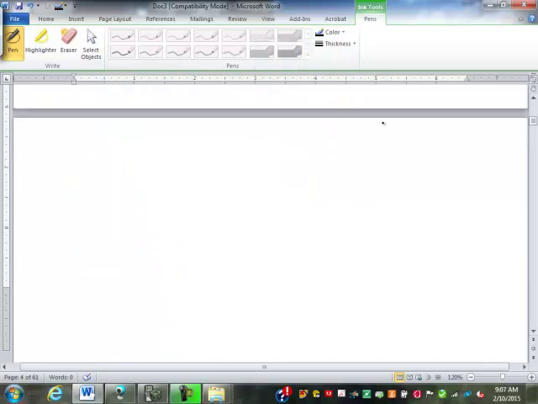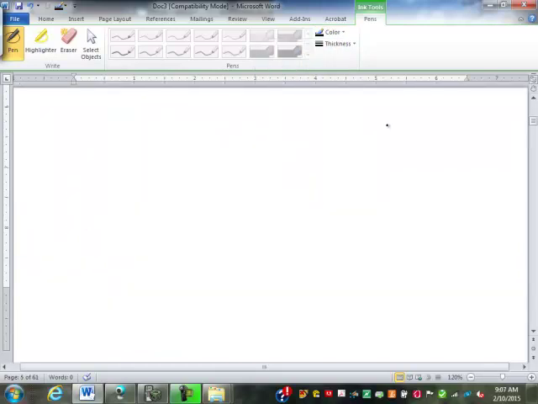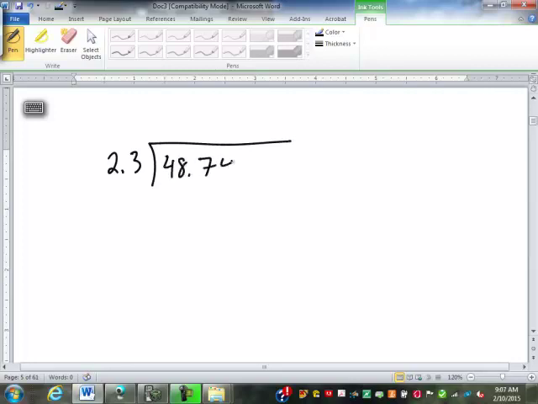Division of decimals. Now I'm just going to put this out there quickly because long division with decimals, I don't even do it by hand unless I'm forced to. I use the calculator for that as much as possible. So if we have something like 2.3 going into 48.74.